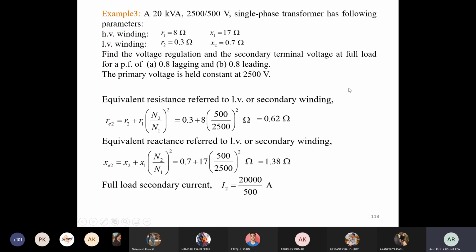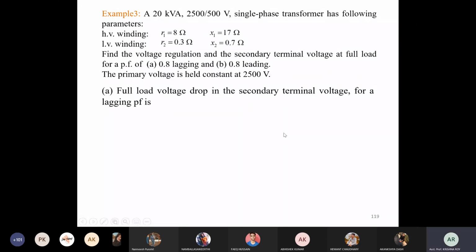So that is I2 equals 20,000, that is 20 into 10 to the power 3. Full load voltage drop in the secondary terminal voltage for a lagging PF is equal to E2 minus V2, that is the secondary terminal voltage drop. Okay. So that is I2 RE2 cos theta 2 plus I2 XE2 sin theta 2.